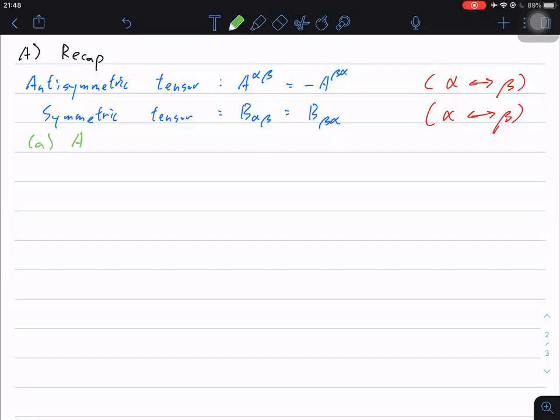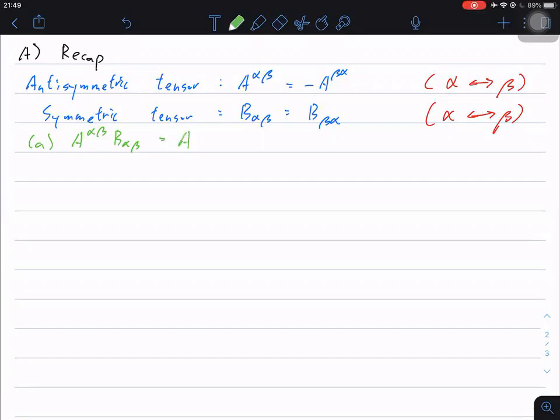In this question, we are contracting two rank 2 tensors, A and B, where A is an antisymmetric tensor and B is a symmetric tensor. You're asked to prove that for whatever antisymmetric tensor and symmetric tensor, if you contract these 2 tensors together, the result will always be 0. So how to prove that?